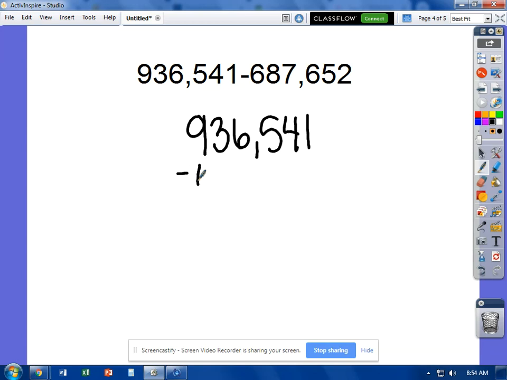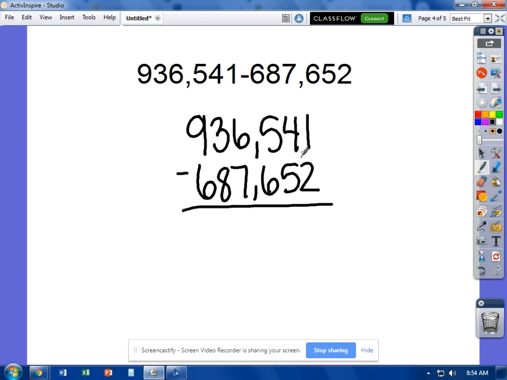I'm then going to subtract 687,652, making sure that I line up all of my place values so that they match up correctly. My ones are lined up, my tens, hundreds, thousands, 10,000s, 100,000s, so I'm ready to go. I start with my lowest place value, the ones. I do 1 minus 2. I can't do that. My bottom is bigger, so I have to borrow. I take from my 4, making sure that I take it before I add it back to my 1 so that I'm not stealing. 11 minus 2 gives me 9.